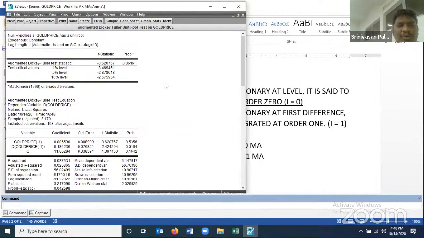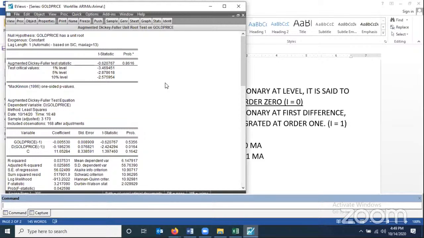I got a result. You know how to interpret this result. This is the ADF test, please make a note. Can anyone tell me the null hypothesis of the ADF test? There is a unit root in the gold price. The data is not stationary. Simple. Null hypothesis: gold price has a unit root. Why are you even saying unit root, sir? Simple, it's not stationary. That's it. Yes, sir.